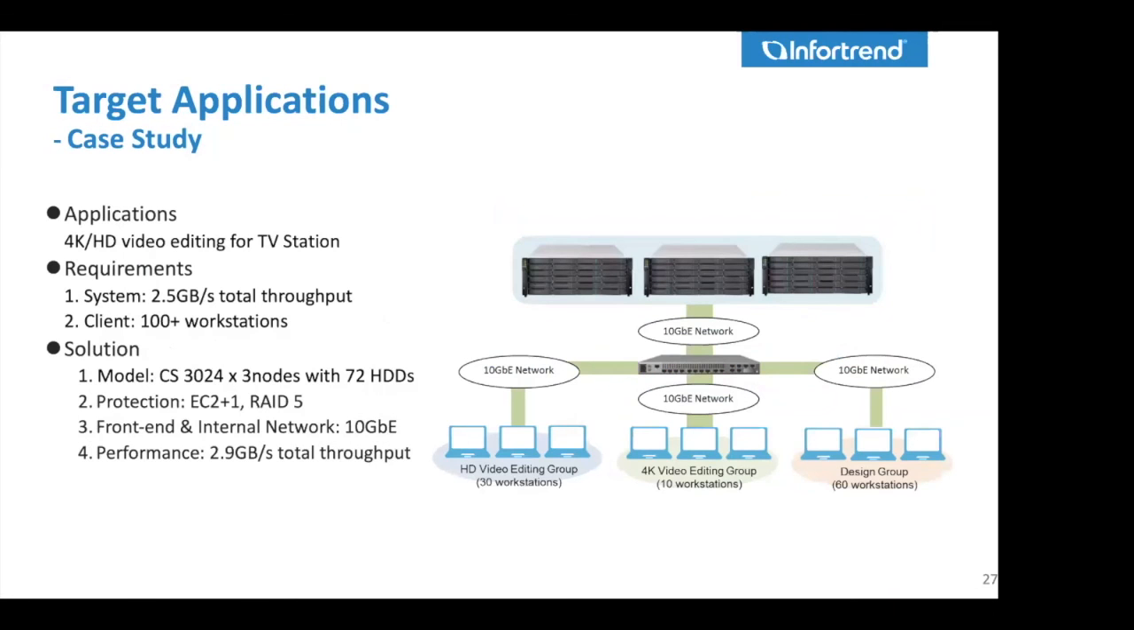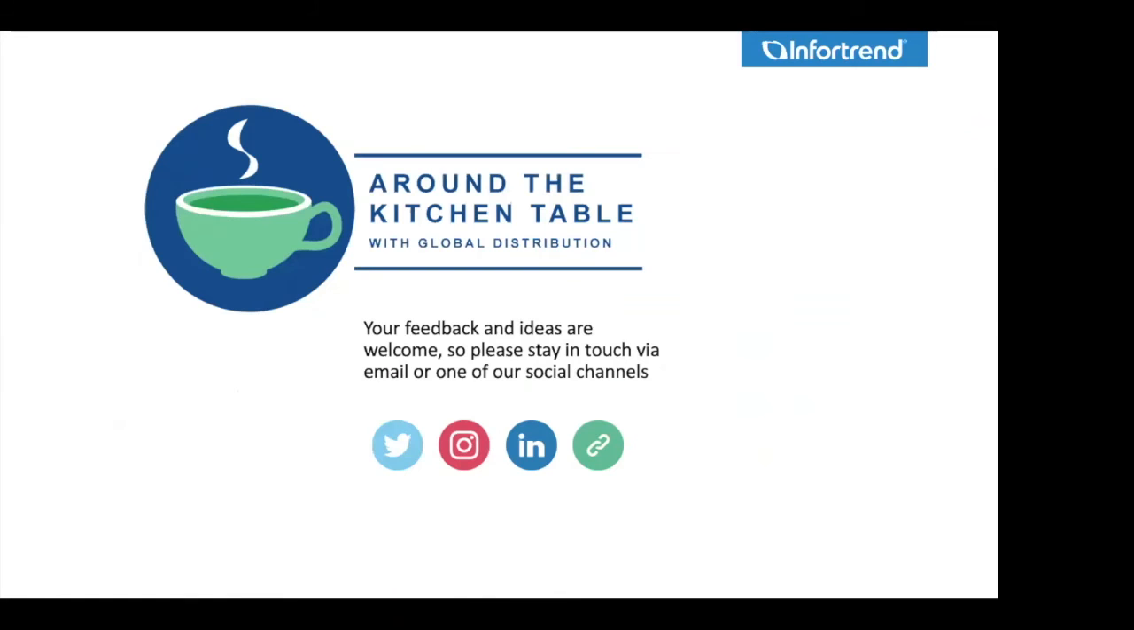The second application was a TV station, many more clients, 100 workstations, a lower total performance requirement, and so they were using just 3 of the 3000 series, but the 24 bay, so that's with 72 hard drives. We're still using a RAID coding with an underlying RAID 5, and front and back end network connectivity was 10 gig, yielding them a performance of a little under 3 gigabytes a second. So those are just a couple of quick examples of where we're at.